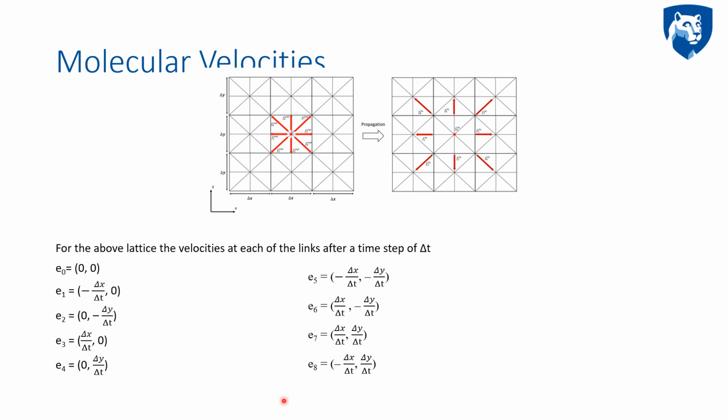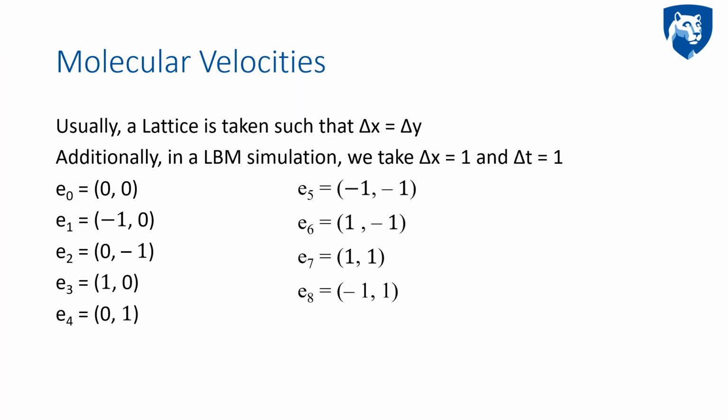This will be the same for each of these distribution functions, except the ones on the diagonal will move in the x and the y directions as well, so they'll have two velocity components. We usually define a lattice such that delta x is equal to delta y for computational simplicity. And in LBM, we usually take our delta x, the space discretization, to be equal to 1, and the time step also to be equal to 1, so that our velocities will reduce to very simple ones and zeros.